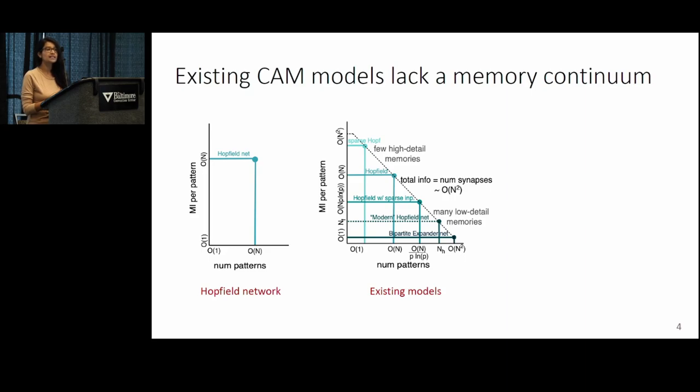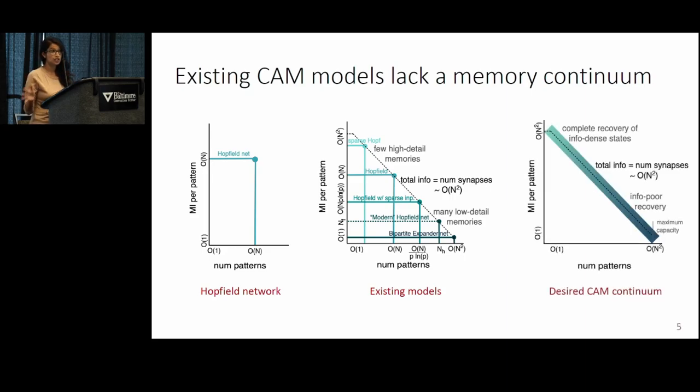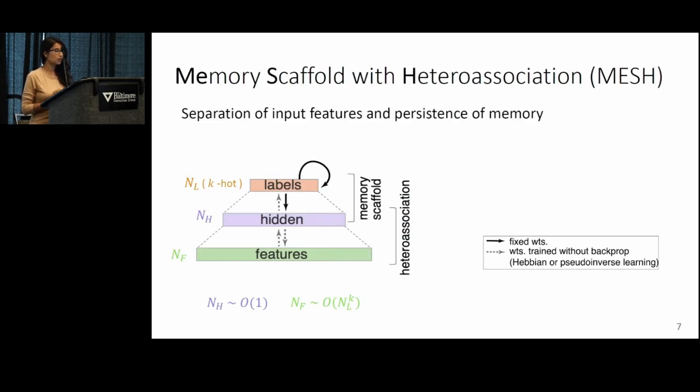And what we want ideally is a memory model that, without any changes in its architecture, spans this entire continuum from complete recovery of few memory states to partial recovery of many memory states. And for the first time, we present a model that is able to achieve this memory continuum. This is a model called memory scaffold with heteroassociation, or mesh.